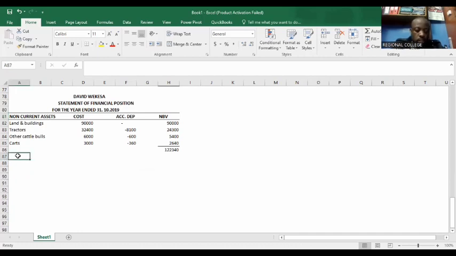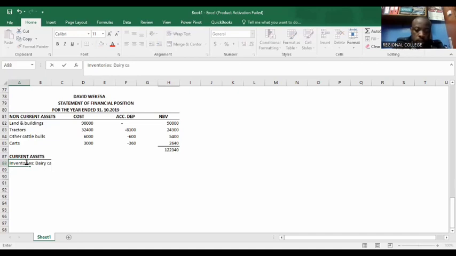Then you go to current assets. So current assets: we have cash at bank, and all the inventories at the end of the year, those are current assets. So inventories at the end of the year. Number one, the first one is dairy cattle. They close with how much?